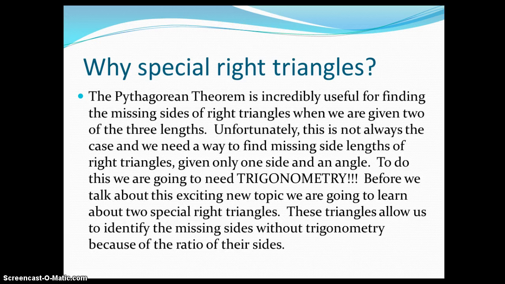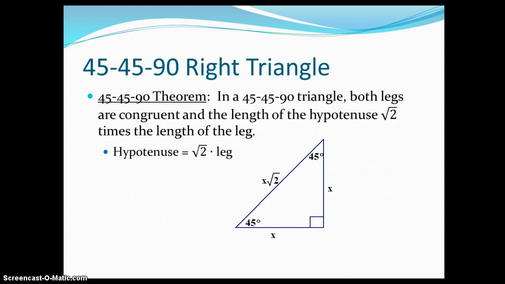I know you're excited, but please contain your excitement because before we talk about this new topic, we're going to learn about two special right triangles. These triangles allow us to identify the missing sides without trigonometry because of the ratios of their sides. The first triangle set we're going to talk about is the 45, 45, 90 right triangle.